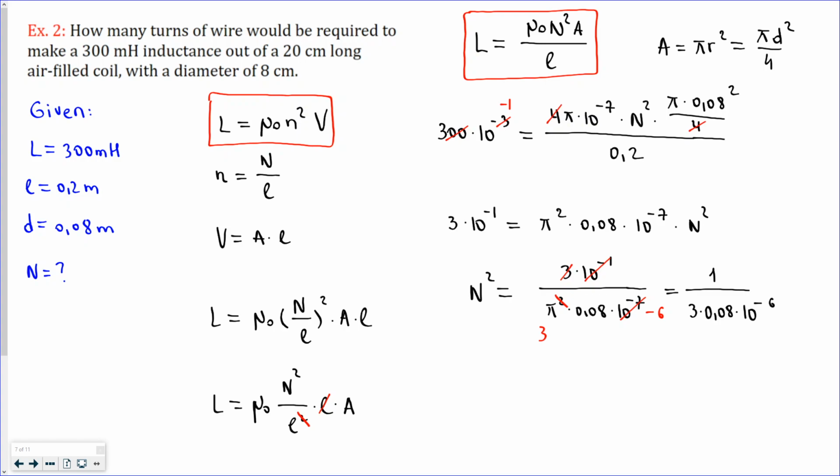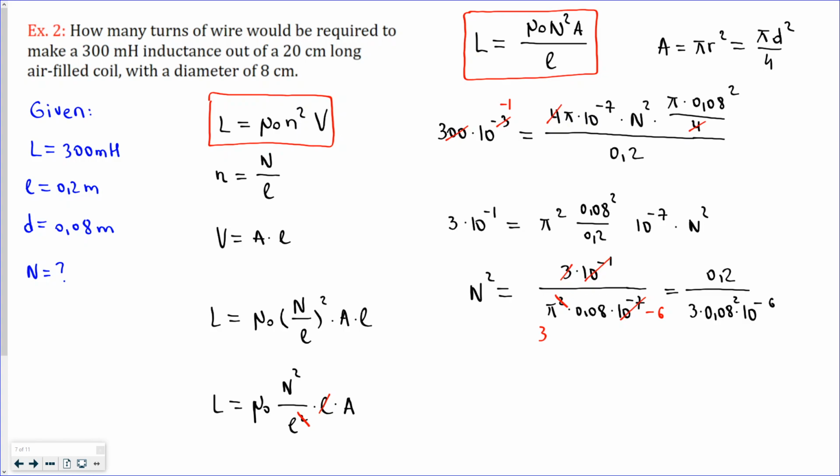And what else? 4 can be cancelled here. It is 0.08 squared, 0.08 squared over 0.2. And what else? So it means here 0.08 squared times 0.2. Now I think we can calculate.